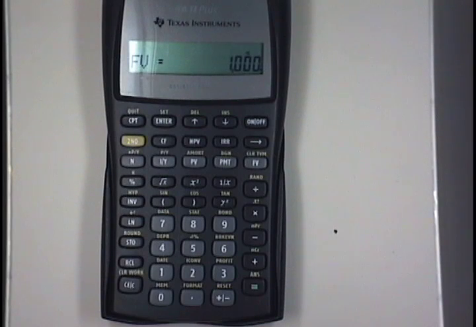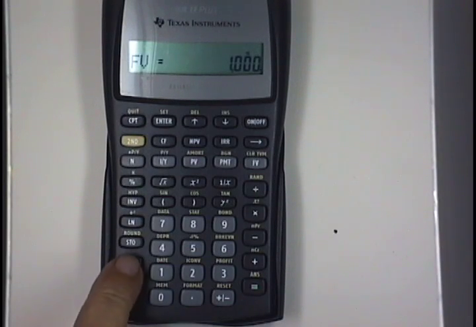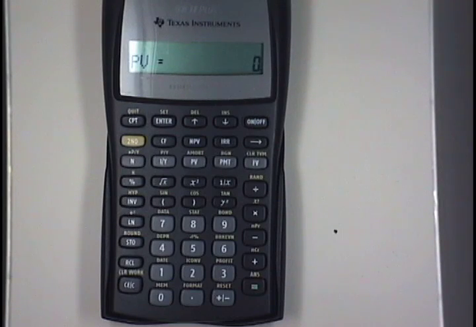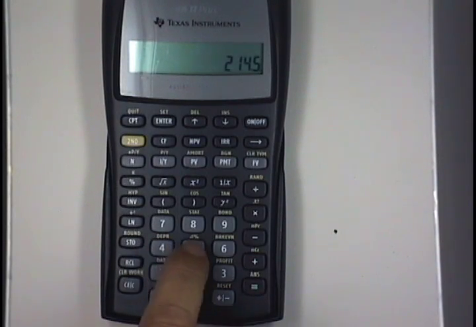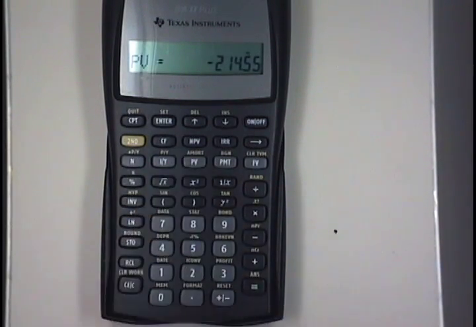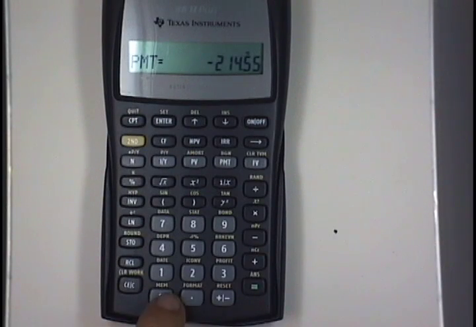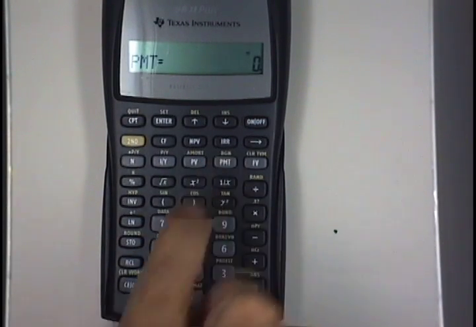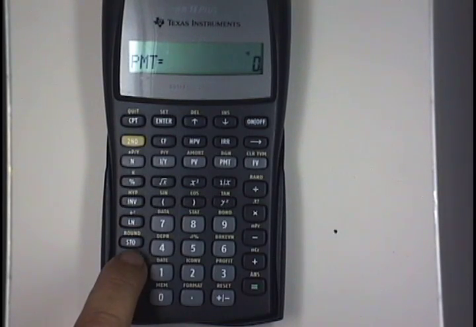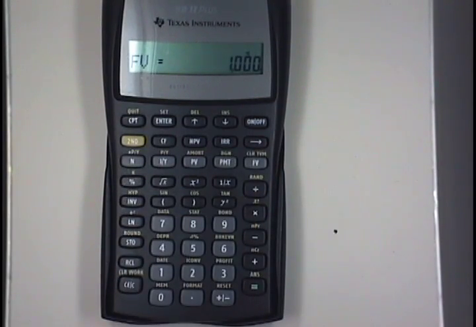Now I'll show you something here. If we're not sure we got the right numbers in, let's check our numbers before we compute. Second button right here is the recall. Let's recall my N. Yep, I had that right. Let's recall the present value. I missed that one, didn't I? 214.55 negative present value. Recall my payment. That's why I missed it, because I hit a wrong button. 0 is my payment. Recall my future value, and it's $1,000.